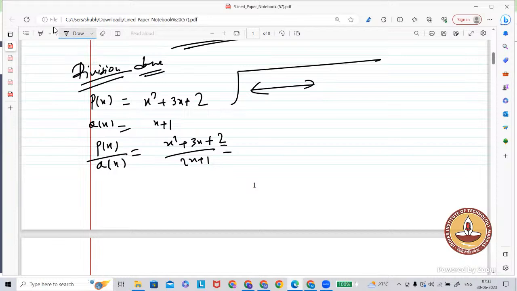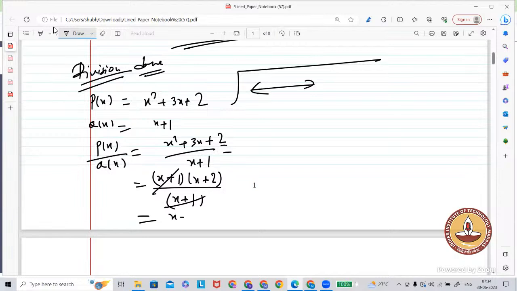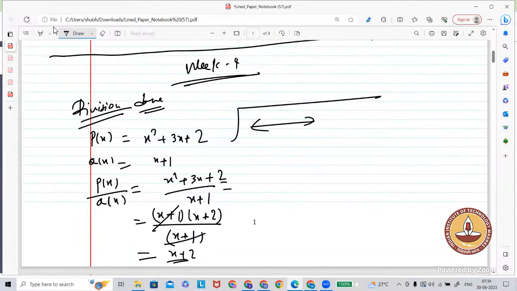Suppose this is x plus 2, this is x plus 1. One thing you can do here is, this could be written as x plus 1, and if you do the fraction, as you already know the quadratic, x plus 2 will come, and here is x plus 1. So you can cancel this out, and you will get x plus 2. So by doing the fraction, you can see that this is a factor of this quadratic polynomial.